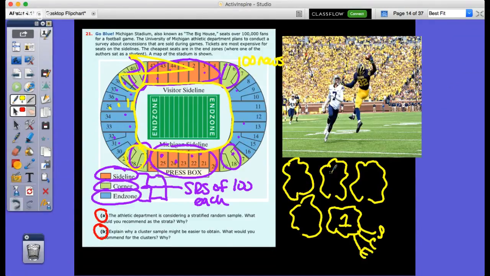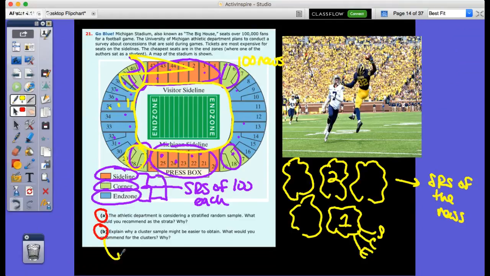So let's say this is row 1, and we go all the way to 100. Then what we would do is take an SRS of the rows, right? And once we take an SRS of the rows, we would take those rows, and it would be a little bit easier because everybody would be together, and we can just go down the rows and go from there.